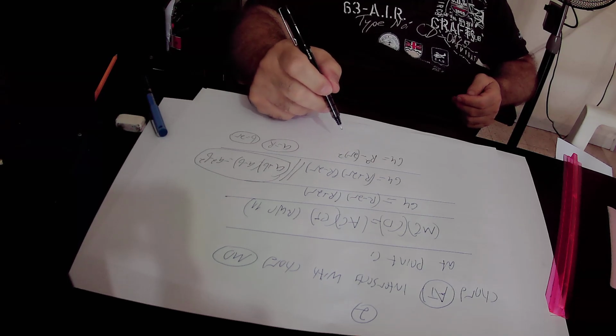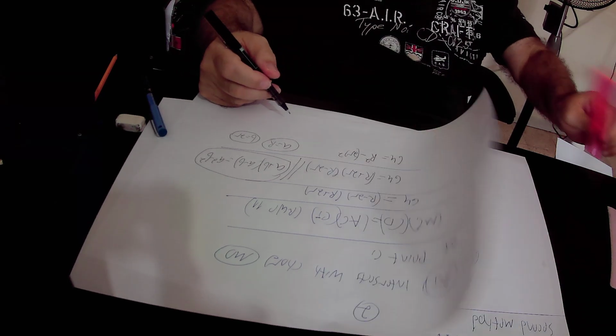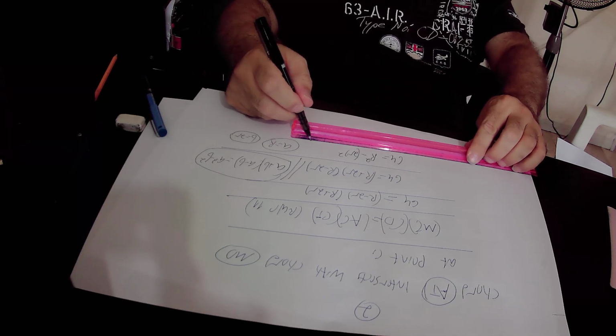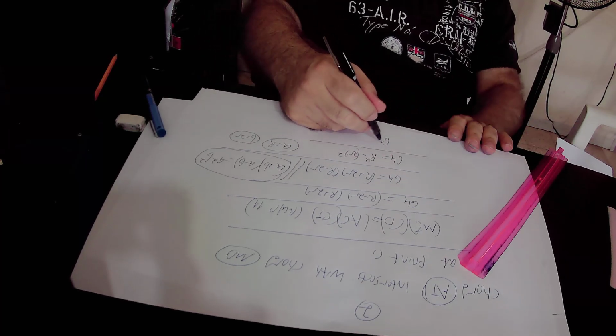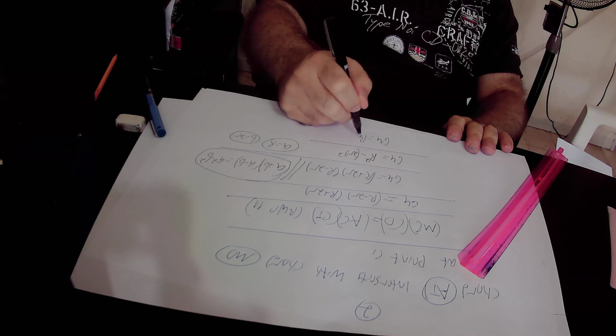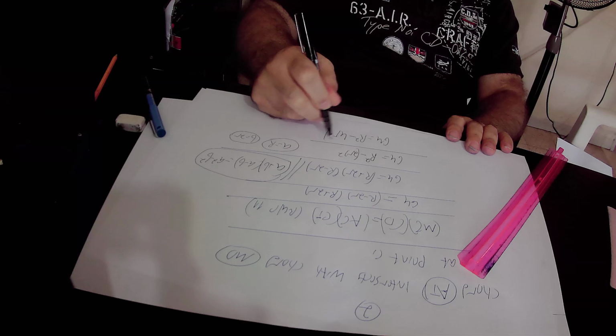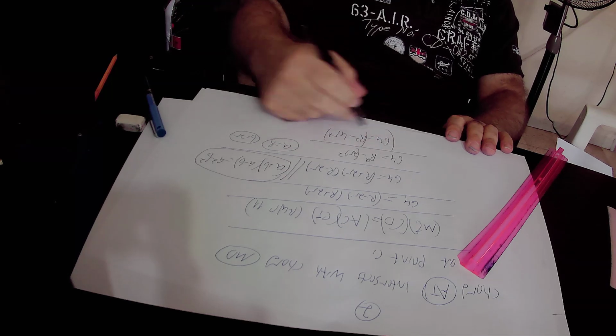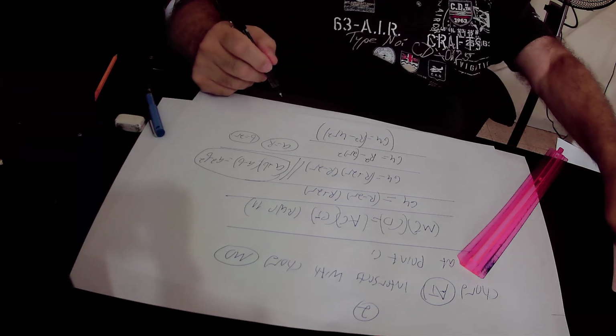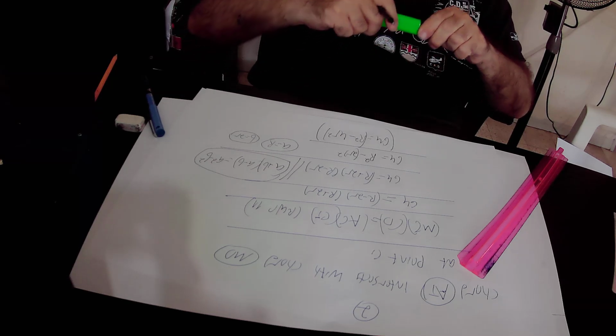So in conclusion, we found out that 64 equals capital R squared minus 2R squared, which is minus 4R squared. In conclusion, 64 equals capital R squared minus 4R squared.